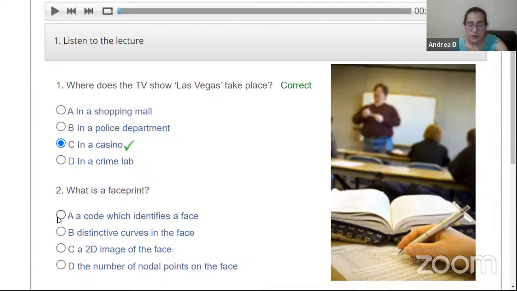Okay, so let's go with A, a code which identifies a face. So yes, that's correct, that it is a code that identifies a face. This one was a tricky one, but I think that the number of nodal points is translated into this code, and the code is the face print, right? Now, distinctive curves in the face, I don't know, that's just curves in the face, right? I think that's something that's used for the 3D model, maybe. And a 2D image of the face is just like a picture, a drawing, a photo, or something.